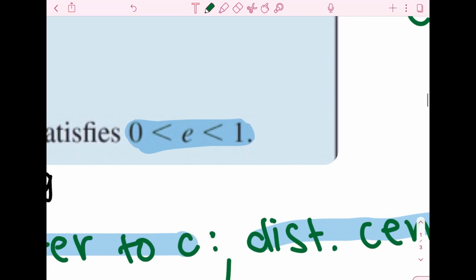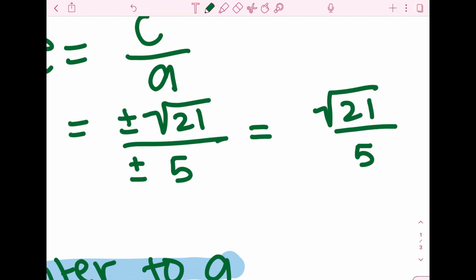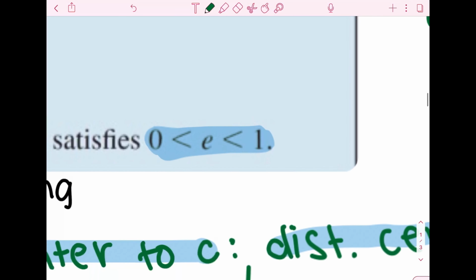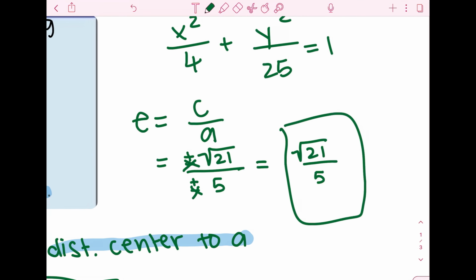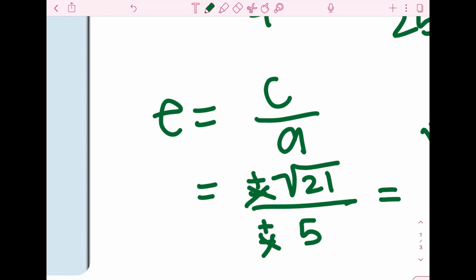Either way, remember what we said here: it cannot be a negative number. So for e, we're going to have to choose the positive value, square root of 21 divided by 5. We automatically cross out the negative signs so that we remain with our positive values, because we know that it has to be less than 1 but also greater than 0, meaning no negative values. So this is our eccentricity. And again, super simple. You're just plugging values into an equation that's already there.